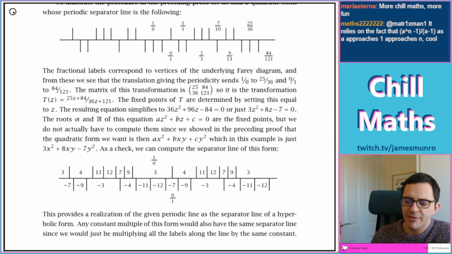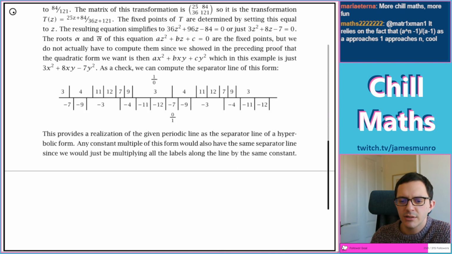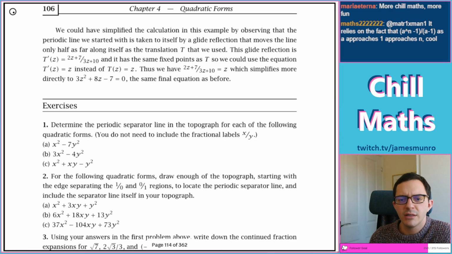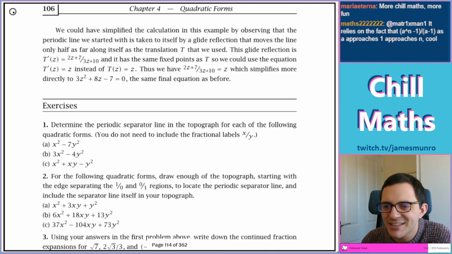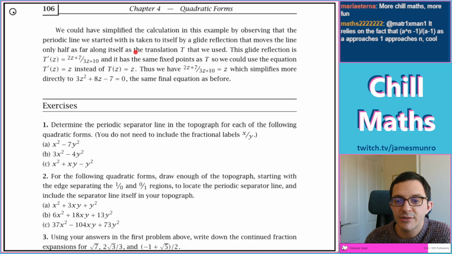Any constant multiple of this form would also have the same separator line, since we would just be multiplying all the labels along the line by the same constant. Okay, fine. Going to simplify the calculation in this example by observing the periodic line we started with was taken to itself by glide reflection. Only half as far as long.